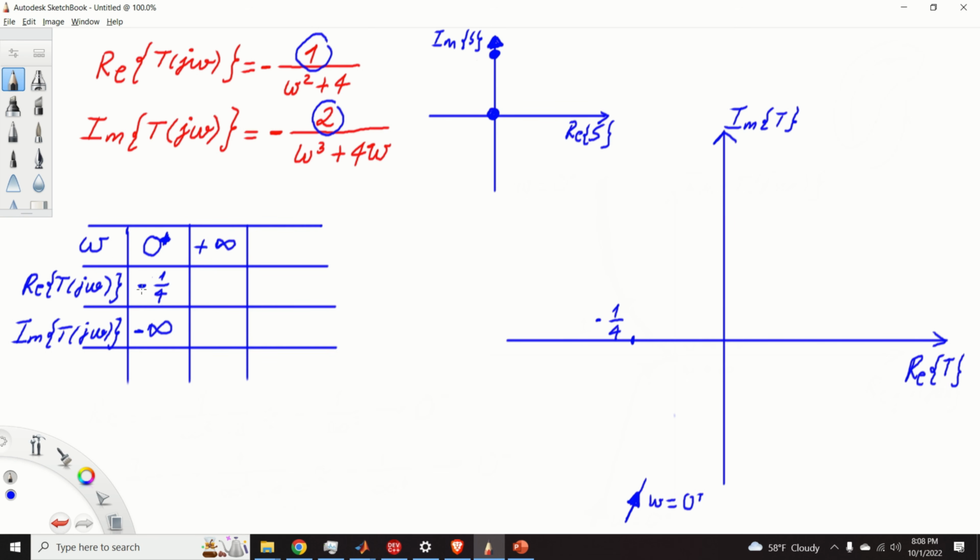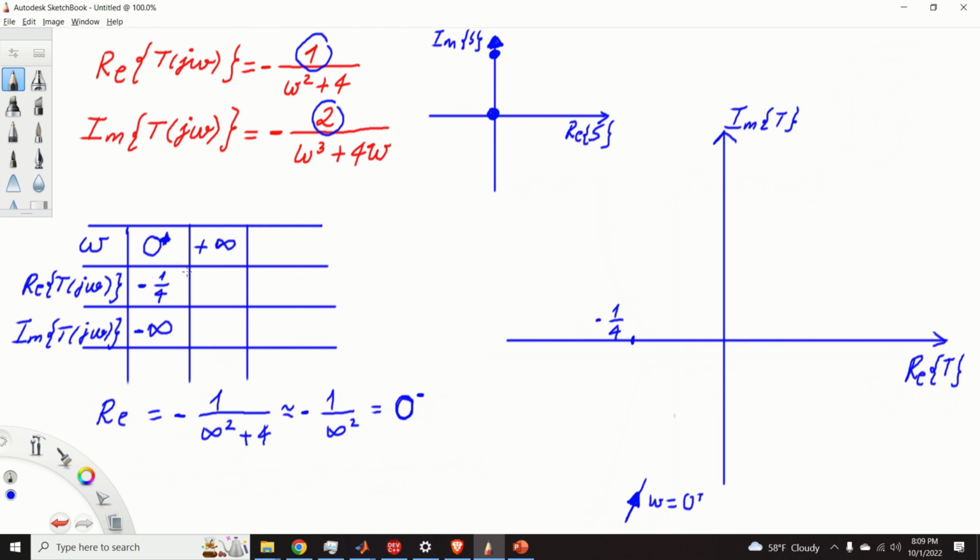So let's see the real part. The real part is equal to minus 1 over infinity squared plus 4. And this is approximately equal to minus 1 over infinity squared. And this is basically equal to a small negative number. Small negative numbers are represented by 0, and in a superscript we write a negative sign.